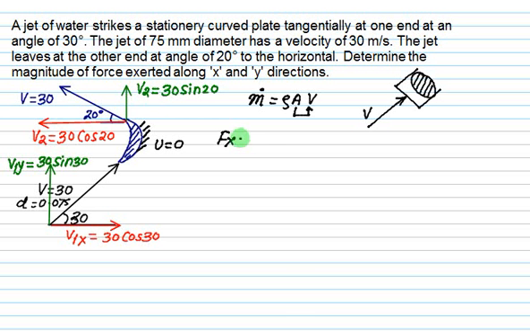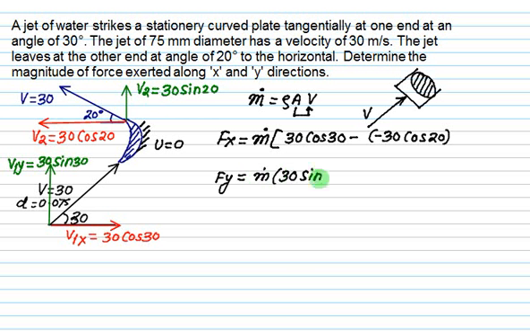Then you take the momentum balance along the x direction. So this is m dot. Direction of v1x is rightward, so we'll take it positive. Second term is minus. Direction of v2x is negative, that itself is minus. And for calculation of Fy, direction of v1y is positive, that is 30 sine of 30, and the direction of v2y is also positive, so this is 30 sine of 20.